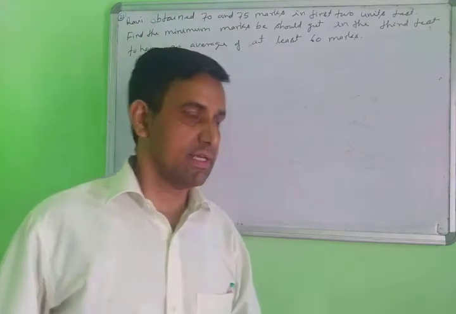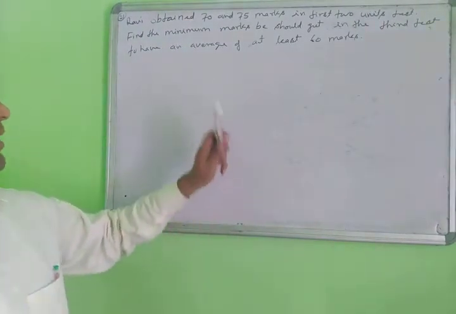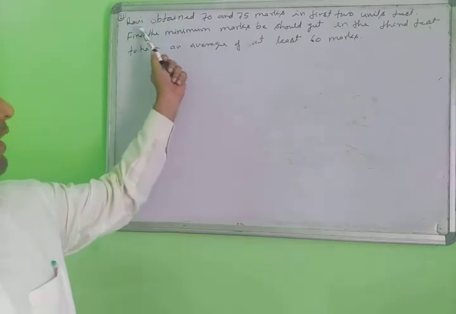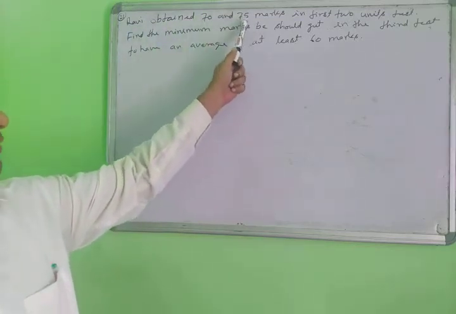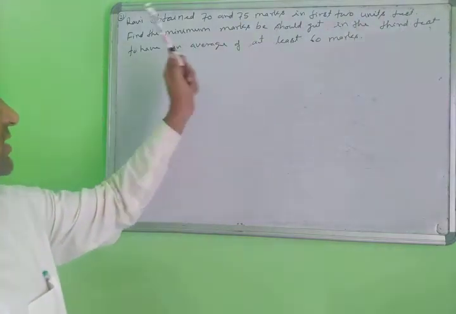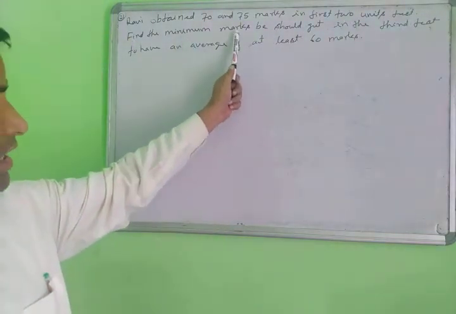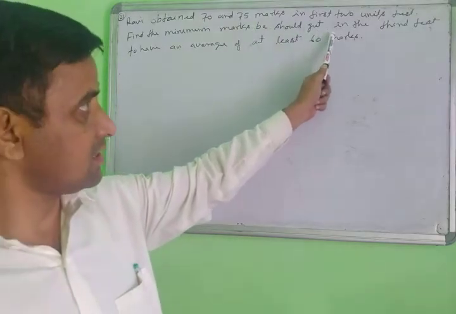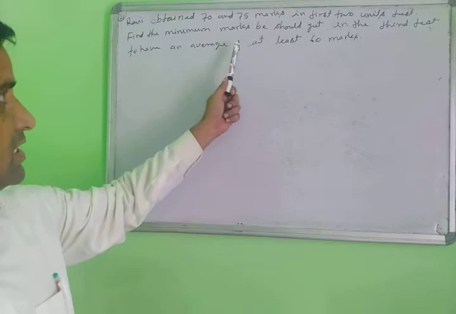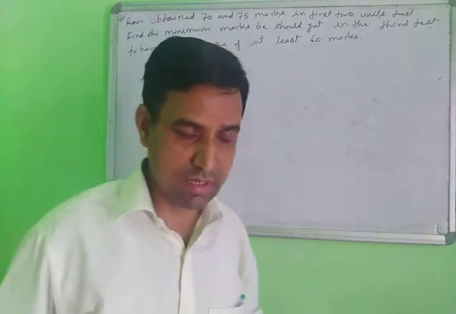Yes, class. Next question, what problem am I taking here? Question number 21. Ravi obtained 70 and 75 marks in the first two unit tests. Find the minimum marks he should get in the third test to have an average of at least 60 marks.